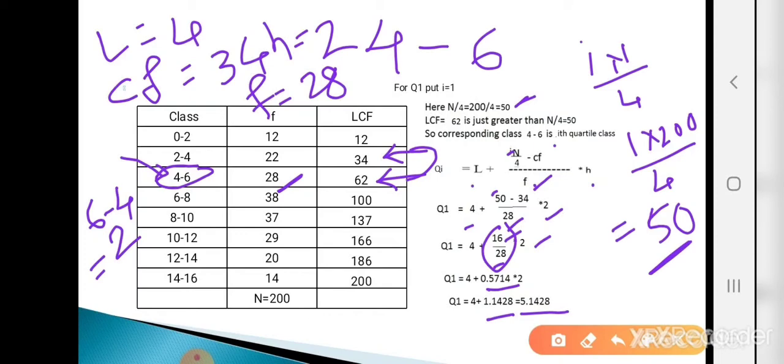One thing to remember is that the quartile value always lies within the quartile class. So our value 5.1428 lies in the 4 to 6 class.